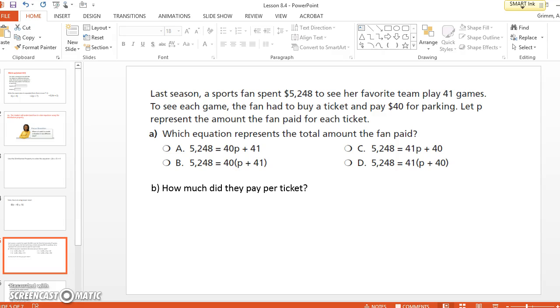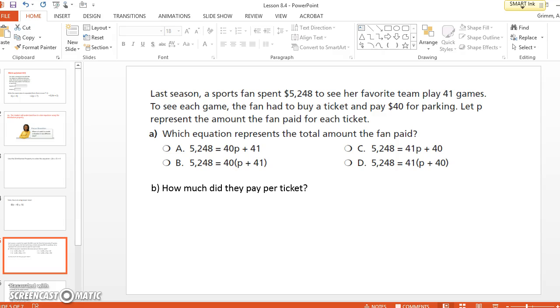Last season, a sports fan spent $5,248 to see her favorite team play 41 games. First of all, I was like, holy cow, 41 games is a ton. Think if you went to 41 games. What sport would this have to be? 41 football games? Probably have to be baseball, right? Okay. And $5,000. I was like, wow.